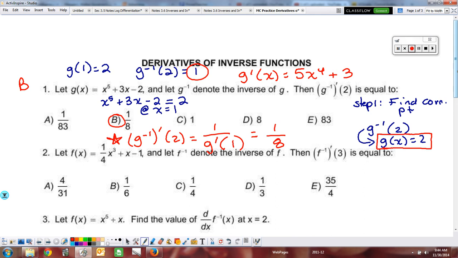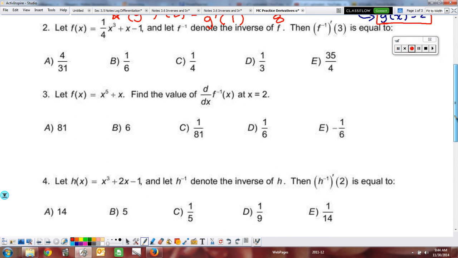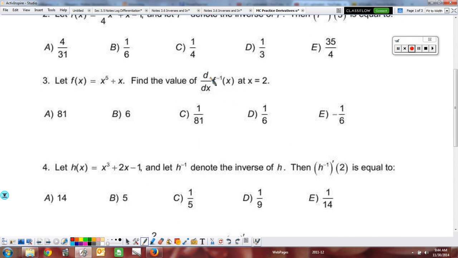All right. Let's do number 3. Okay. So I want to find the derivative of the inverse at x equal to 2. Same problem. To find the derivative of the inverse at x equal to 2, I need to find the corresponding point. So I need to figure out what the inverse is when I plug in 2. I'm not going to actually find the inverse function. I am going to remember that to find this, what I basically want to do is take the original function and set it equal to 2 and guess and check my corresponding point.